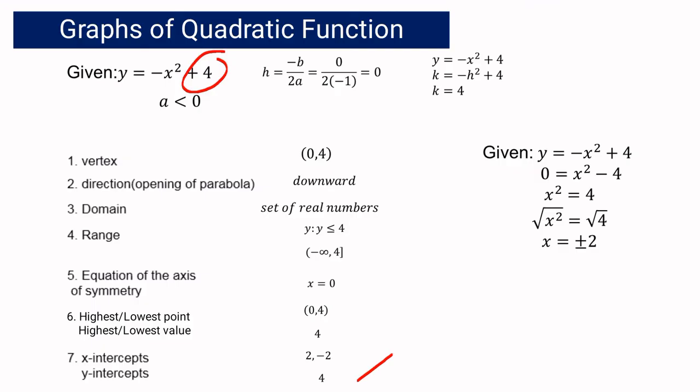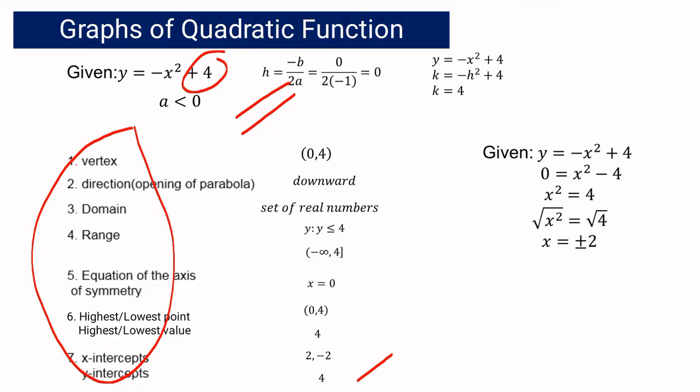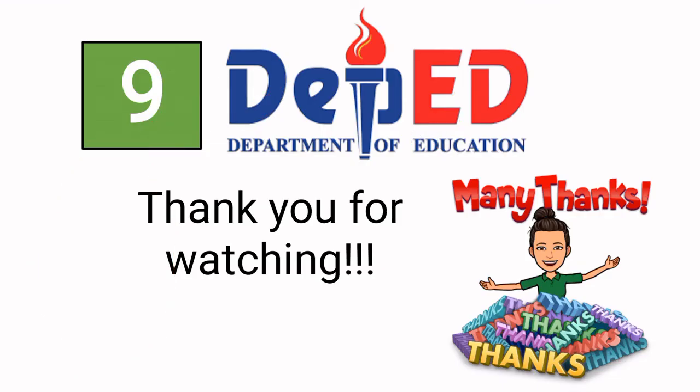Again, this is how you find these characteristics without graphing. You just need to get the value of h and k and identify whether a is greater than or less than 0. I hope you understand everything.